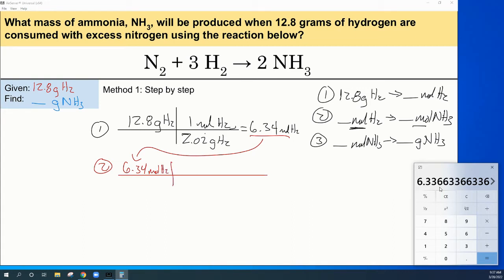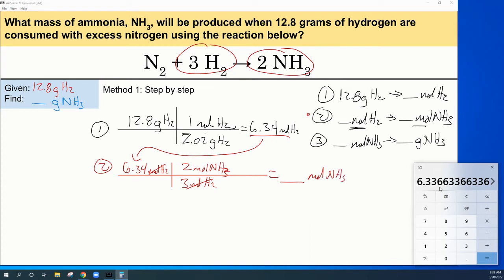And now step 2 is I'm going to change moles of hydrogen to moles of ammonia. So I'm going to go to my chemical equation. 3 moles of hydrogen will be used up with every 2 moles of ammonia. So this is like the one step. This is my mole ratio. Okay, so again, my moles cancel off. I'm going to end up with moles of NH3.